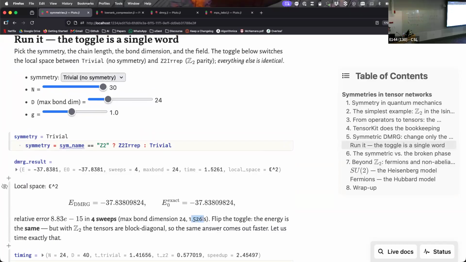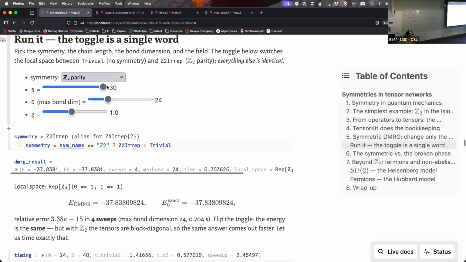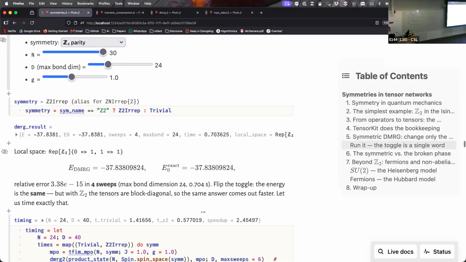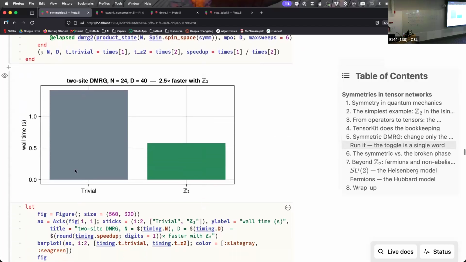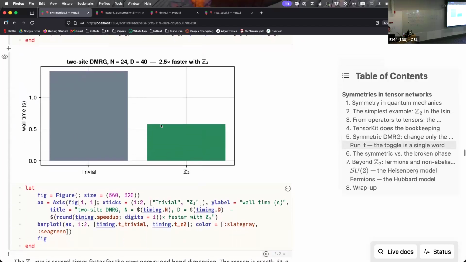For the non-symmetric case, this takes me 1.5 seconds. For the symmetric case, I just halved the computation time. And Z2 is the simplest symmetry. The computational gains you get scale up with the size of the symmetry group. So here's the wall time of these things.